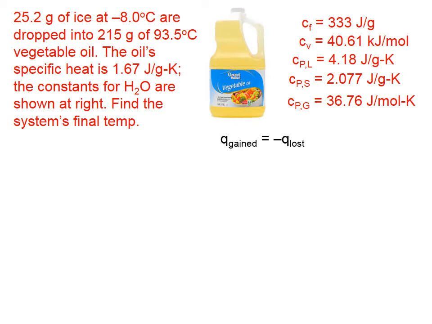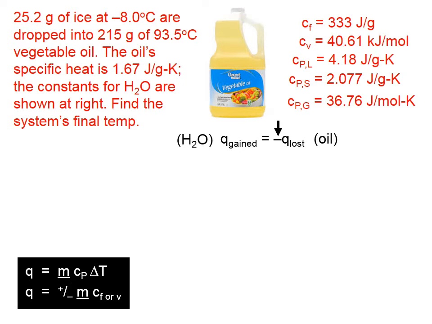We're going to have heat lost and heat gained. Who's going to lose heat? Who's going to gain heat? I think the water is first going to melt and then warm up, and the oil is going to cool down. So the oil is going to lose heat and the water is going to gain heat. We want to put an arrow pointing to that negative sign so that we don't forget it. Here are the forms of the equation down in the lower left, just so we don't forget those.